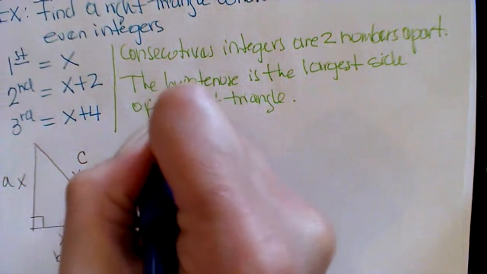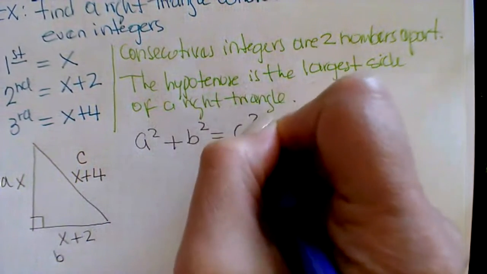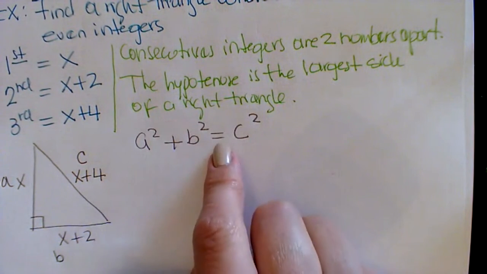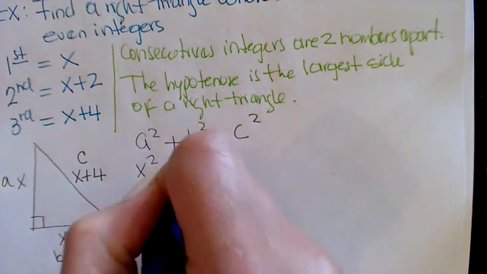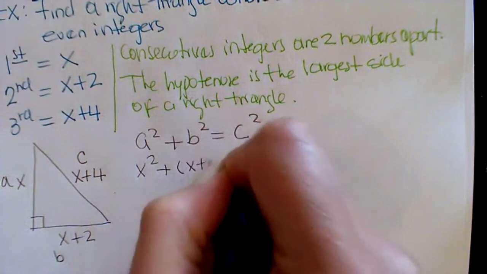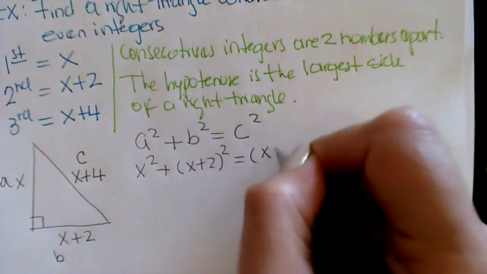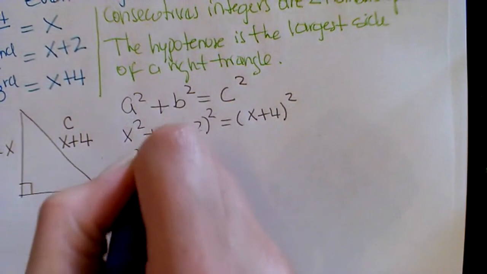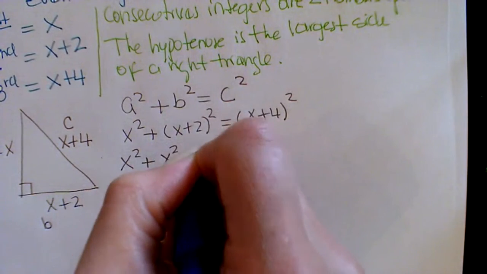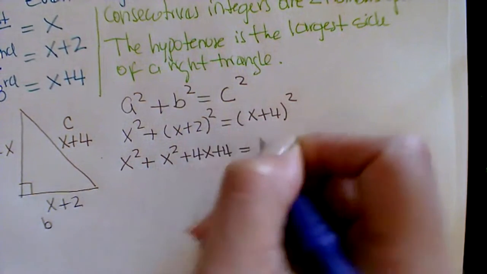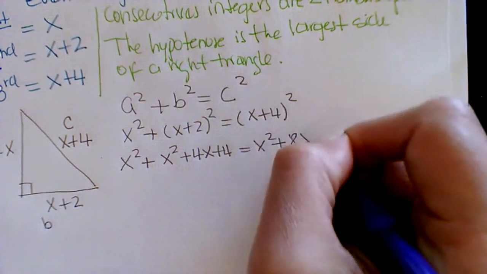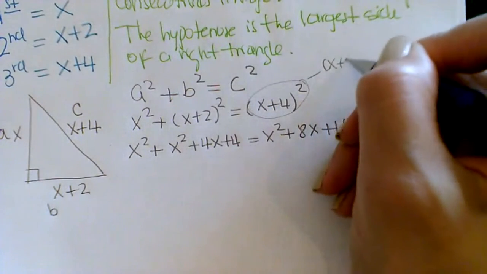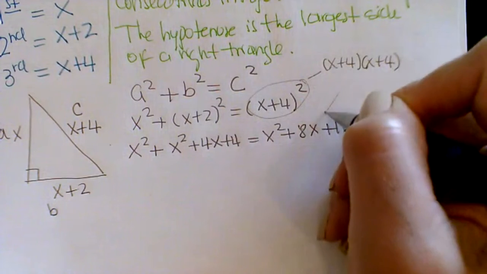So the equation says A squared plus B squared is equal to C squared. The square of the hypotenuse is equal to the sum of the squares of the legs. So let's replace A as x. B is going to be what? X plus 2 squared. And C is what? X plus 4 squared. So this one is x squared. If we multiply this, it's going to be x squared plus 4x plus 4. And this one is going to be x squared plus 8x plus 16. Remember, this one is equal to x plus 4 times x plus 4. If you do that, you get this.